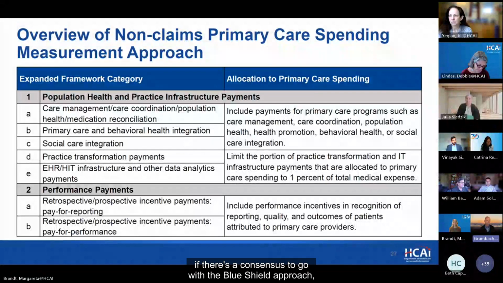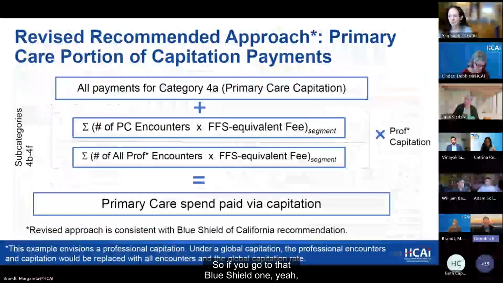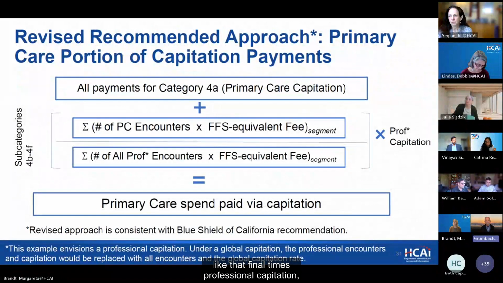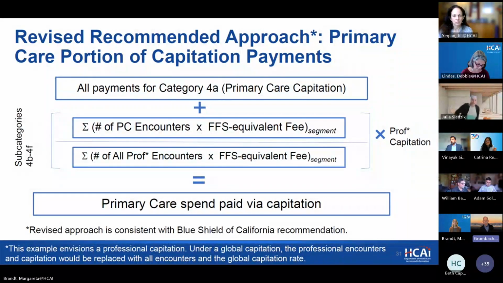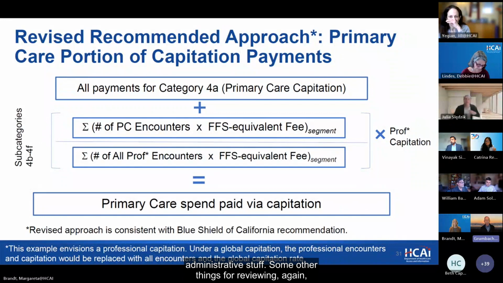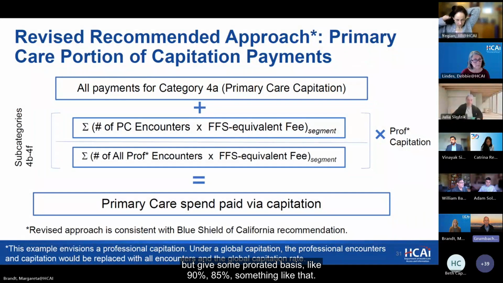If there's a consensus to go with the Blue Shield approach, I'm not sure I'd multiply it by 100% of the total cap. So if you go to that Blue Shield one, that final times professional capitation, I might do some 90% of the total professional capitation, because some of that total cap is being used by a medical group for administrative stuff, reviewing hospital admissions, and their infrastructure, a lot of stuff that I don't think would really fall under primary care. So I would not give 100% of professional capitation, but give some prorated basis like 90%, 85%, something like that.